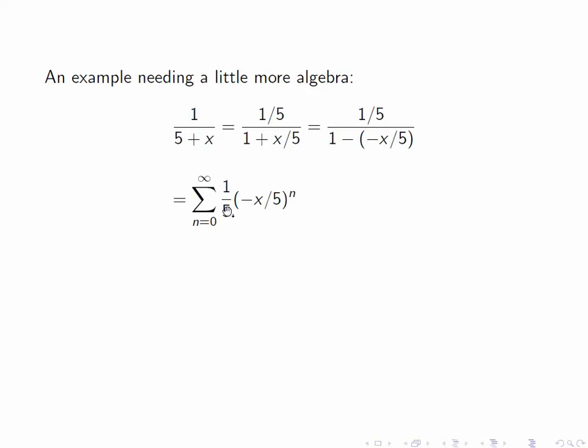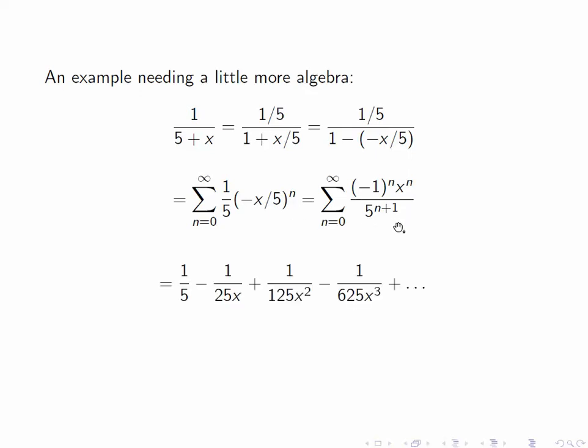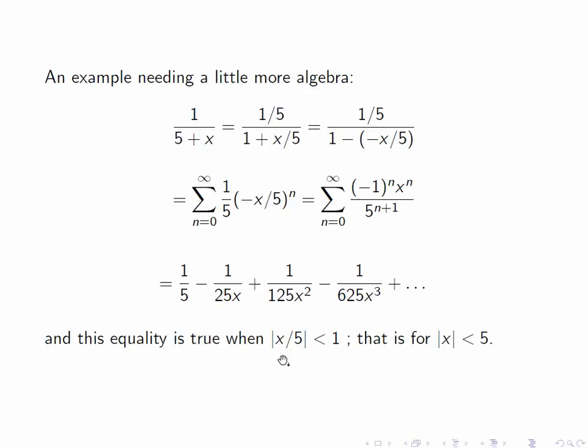Okay, so that means that it's equal to the sum of 1/5 times negative x over 5 to the n, which we can rewrite as minus 1 to the n, x to the n, and now we have a 1/5 times 1 over 5 to the n, so that becomes 1 over 5 to the n plus 1. Now this equality is true when x over 5 is less than 1, which of course is the same as x having absolute value less than 5.